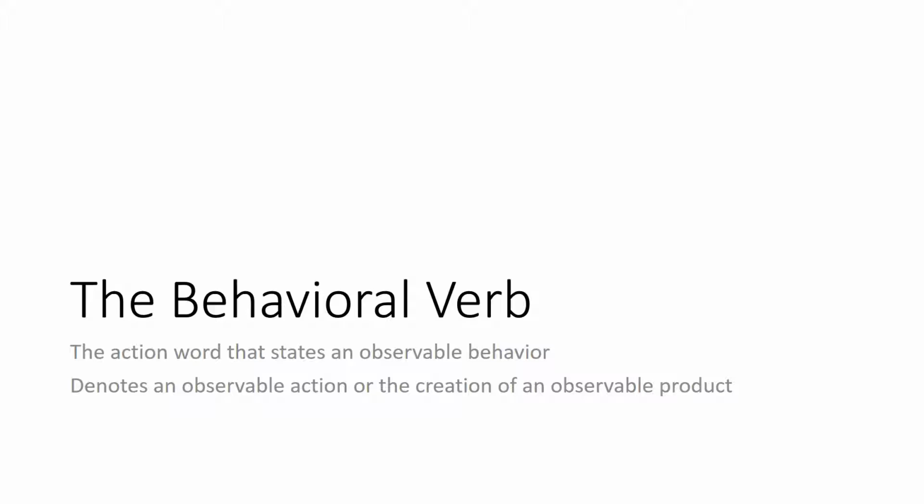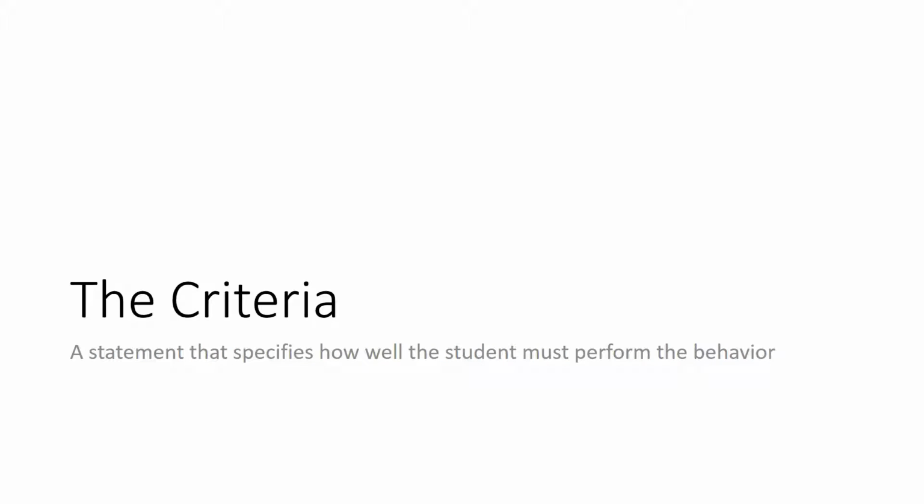So such words might be identify, name, describe, point to, raise your hand, something that you will be able to look at and see that the student is doing. The last part of the behavioral objective is the criteria, and that is really the statement that specifies how well you want the student to perform the observable behavior.